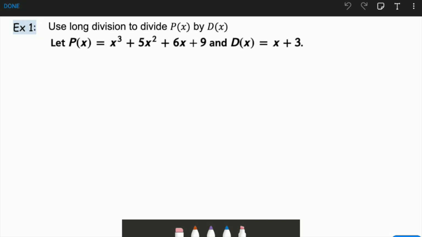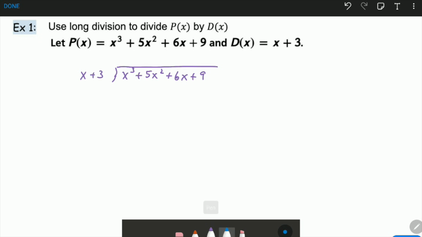Okay, in this video we're going to be using long division to divide p of x by d of x. P of x is x to the third plus 5x squared plus 6x plus 9, and d of x is x plus 3. The first thing we need to do is set it up for a long division problem. So we're going to have p of x, since that's what is being divided, going underneath. So we'll have x cubed plus 5x squared plus 6x plus 9. And then the divisor is the x plus 3, which will go out in front.